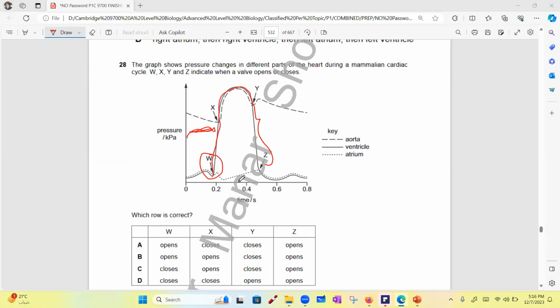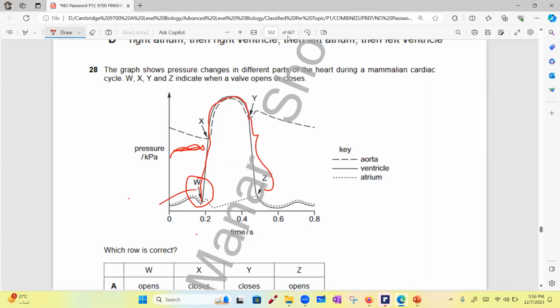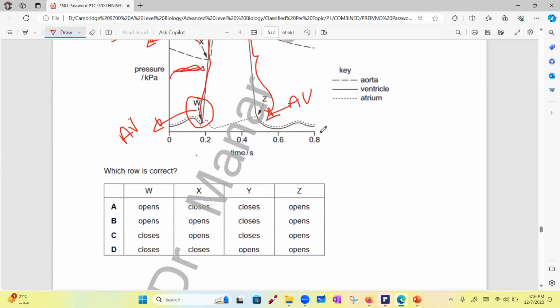Okay, so Yassine, again. What is the valve that will close at W? The atrioventricular. Of course. And what is the valve that will open at X? The semilunar. Correct. What is the valve that will close at Y? The semilunar. Correct. What is the valve that will open at Z? The atrioventricular. Correct. Now choose an answer. What's the answer for 28? C. What did you say? C. Okay, we'll see later if it's correct.